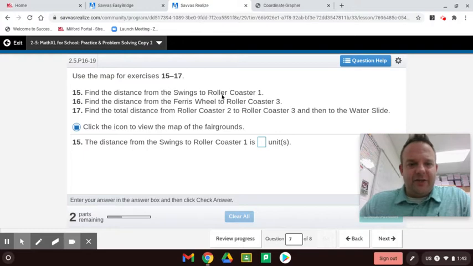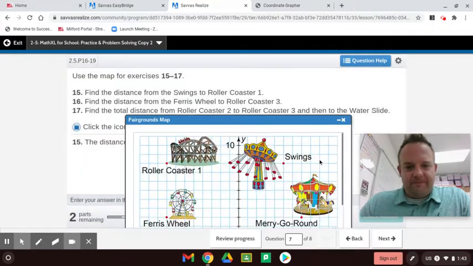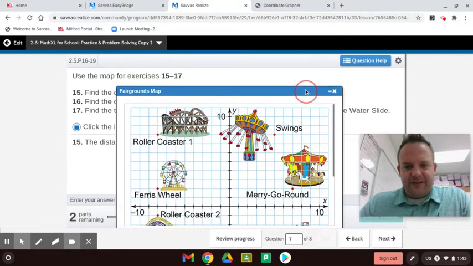Distance between the swings in roller coaster 1. All right, let me show you. This is kind of cool.